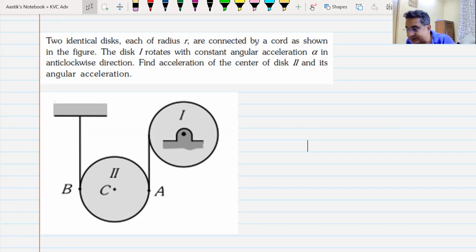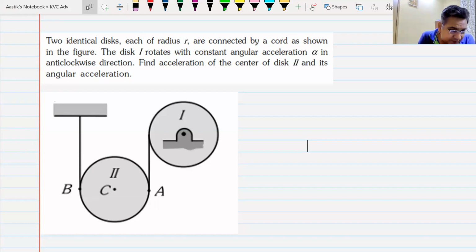Disk 1. Let's see whatever we have read, is it any useful? This is definitely a question of JEE Advanced. And obviously there is no slipping, because if there is slipping, we cannot say anything.